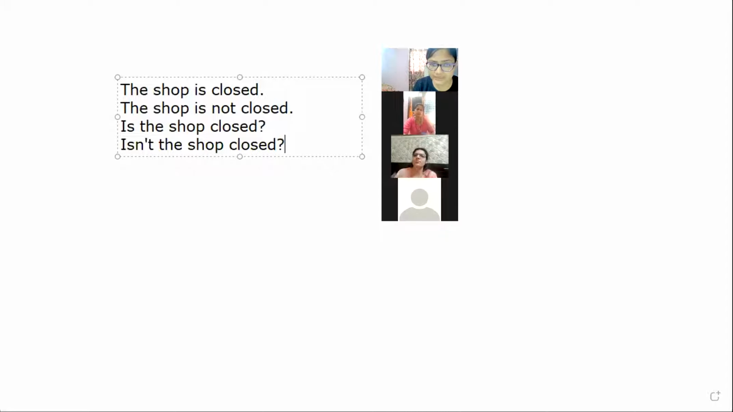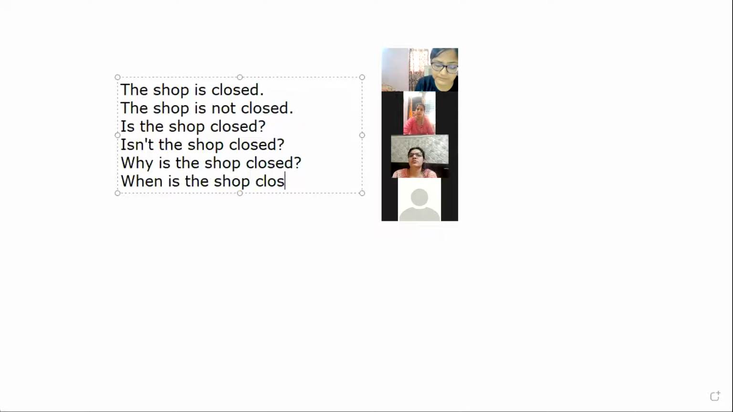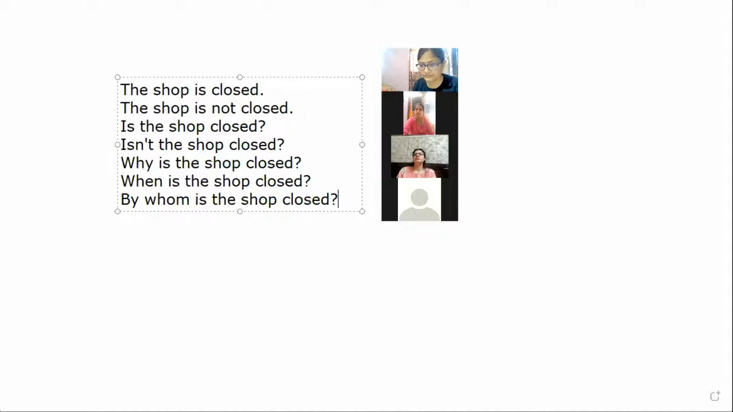Okay. And can you give any other sentence in question form? Like, why is the shop closed? When is the shop closed? By whom is the shop closed? Who closed the shop? That will be an active sentence and not the passive. You have to start with the shop. Then it is passive.